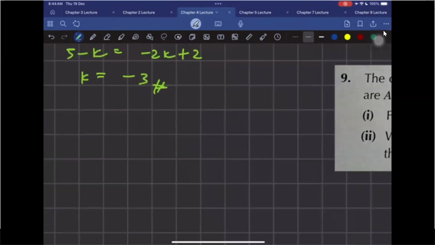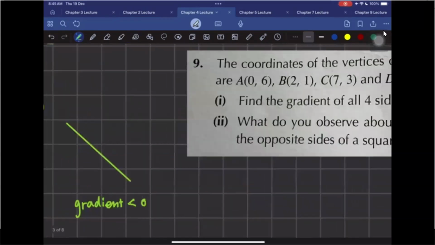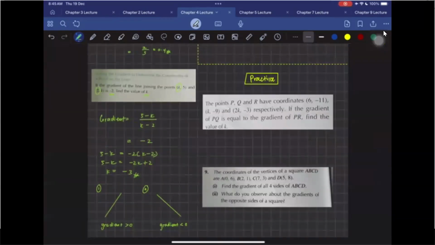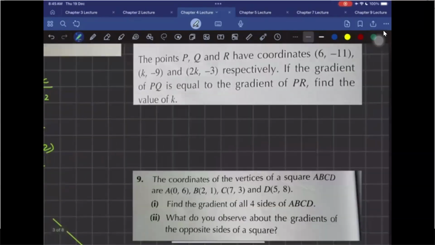So if your slope is going upwards like this, your gradient is greater than 0. Okay? If your slope is going like this, your gradient is less than 0. Okay? So you have one, two. Later you will see two more different types of straight lines. Okay, so now it's time for practice.